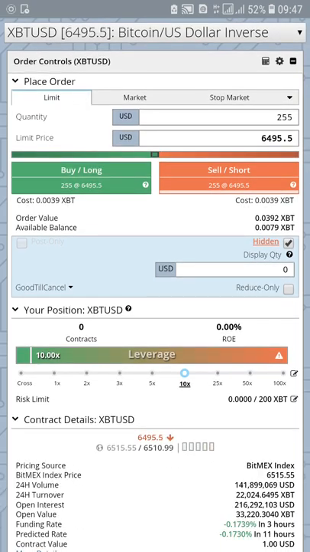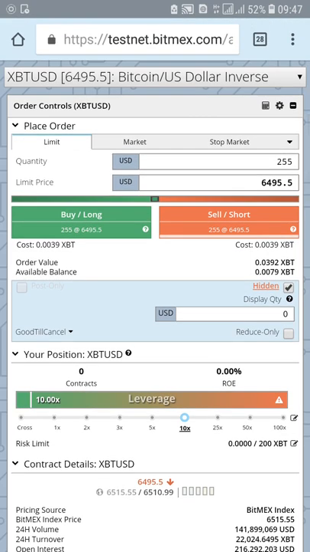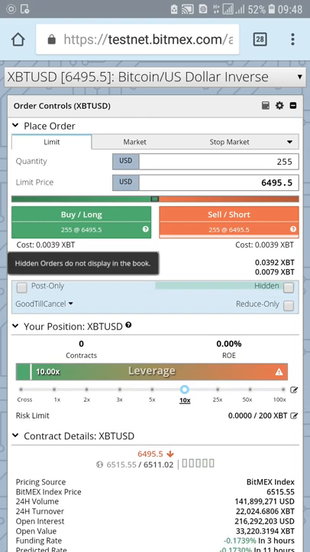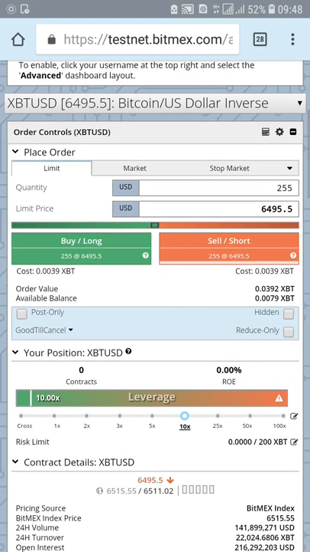Now, like I always say, the first thing you do is to choose your leverage. The higher your leverage, the higher the risk. The lower your leverage, the lower the risk. So I always use 10x for Bitcoin if my entry is good.